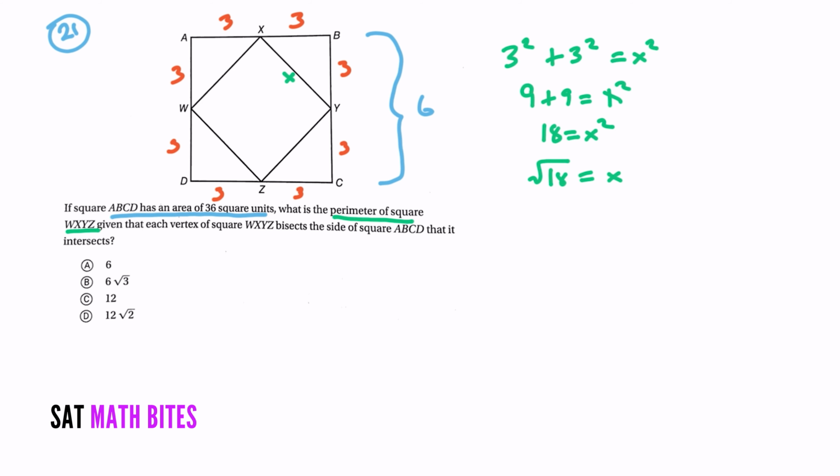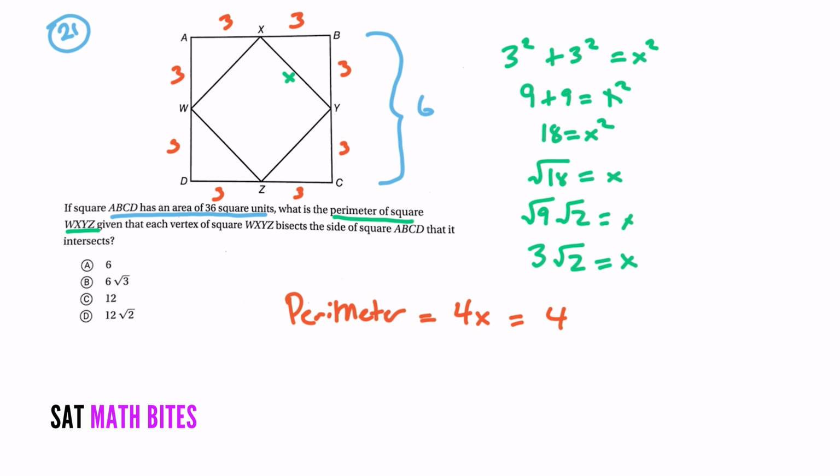So the biggest perfect square that goes into 18 would be 9. So this would be square root of 9 times square root of 2, which gives me 3 square root of 2. And then in order to find the perimeter, we just multiply it by 4. So that would be 4 times 3 square root of 2, which would give me 12 square root of 2. So that's why for this problem, the answer would be D.